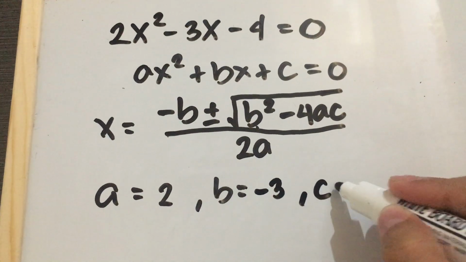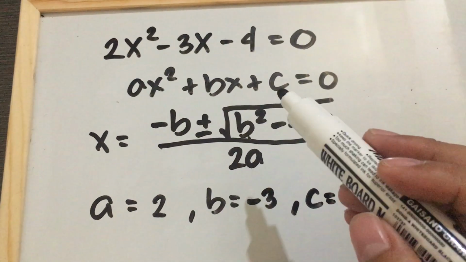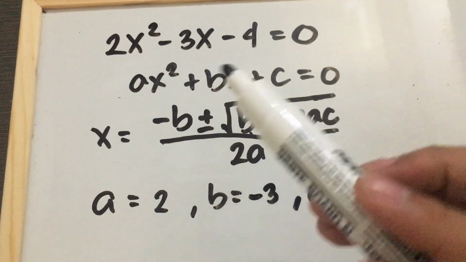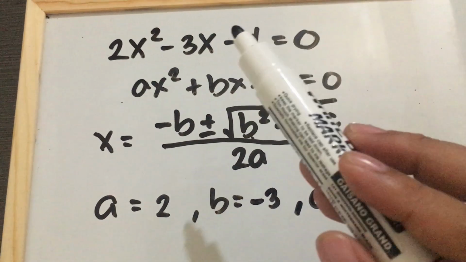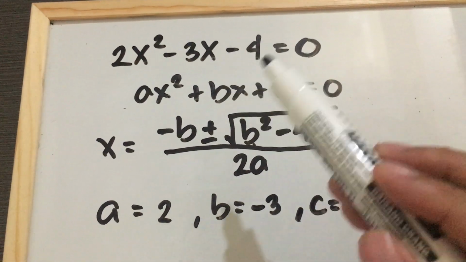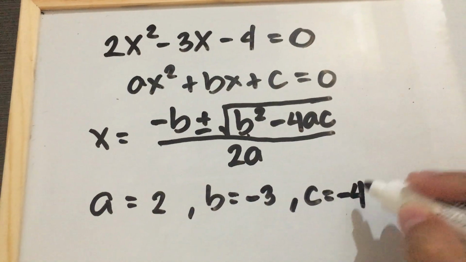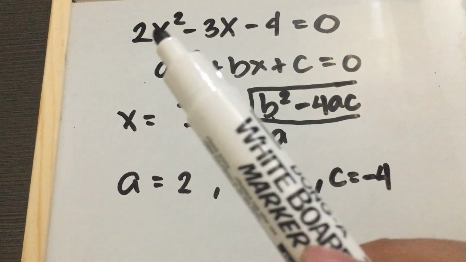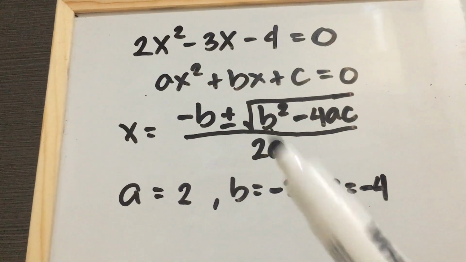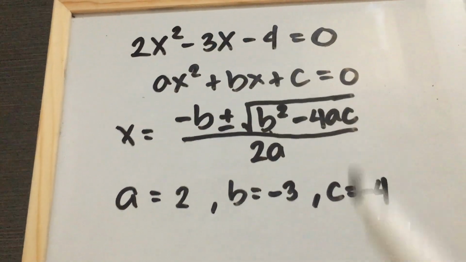Okay, let's go now to c. Our c is just a constant number, which means it doesn't have any variable x or x squared. So our c in the given problem is negative 4. Again, negative 4. So at this point, we have the value of a, which is 2, the value of b, which is negative 3, and the value of c, which is a constant number, negative 4.